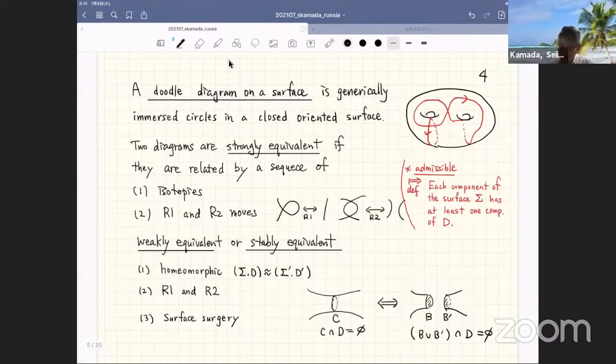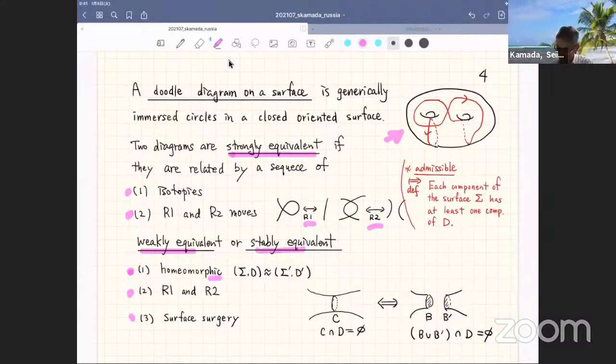A doodle diagram on a surface is a generically immersed collection of circles in a closed oriented surface. This is an example: we have a genus 2 surface, and here is a doodle diagram with 2 components, 2 circles. Two diagrams are strongly equivalent if they are related by a sequence of isotopies and R1 and R2 moves. And two diagrams are called weakly equivalent or stably equivalent if they are related by a sequence of these moves.